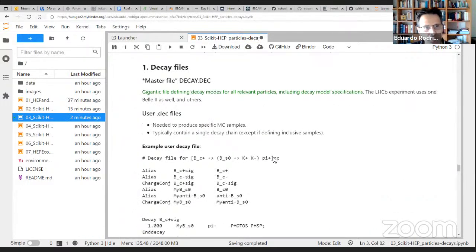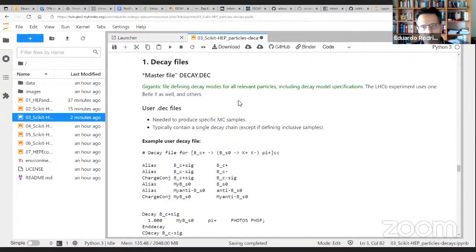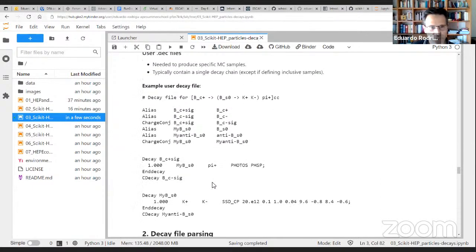So what is a decay file? As I mentioned, they are gigantic. You will see an example with the LHCb one in a second. But I wanted to start with a user decay file. So imagine that I don't want to produce, say generically, the whole universe of decays according to their probabilities. But I want in this case to generate just a Bc going to a Bs, K K and the pion. So this is what it looks like.